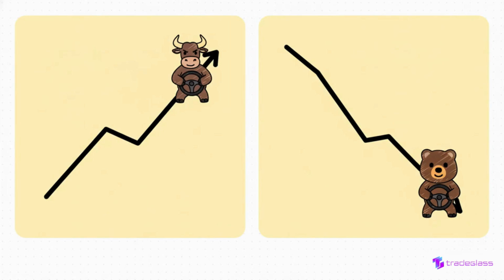And this is perfect because it tells you exactly who's in the driver's seat. You see that clear pattern of higher highs and higher lows? Boom, buyers are in control. You see lower highs and lower lows? Sellers have the upper hand. The structure is literally telling you the story.